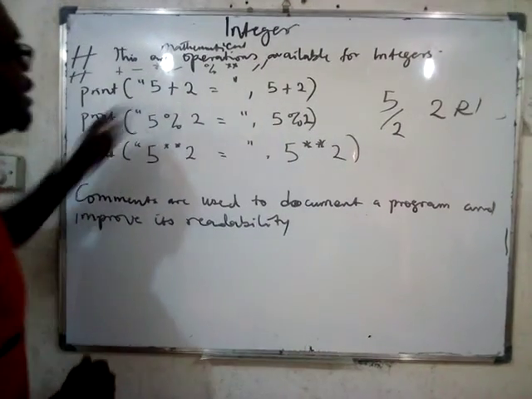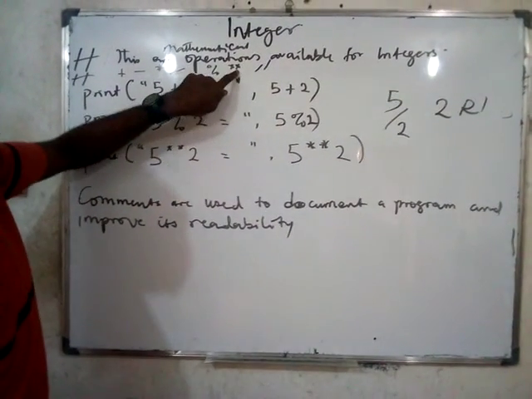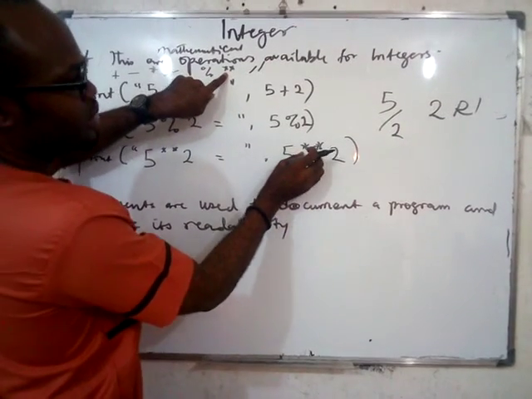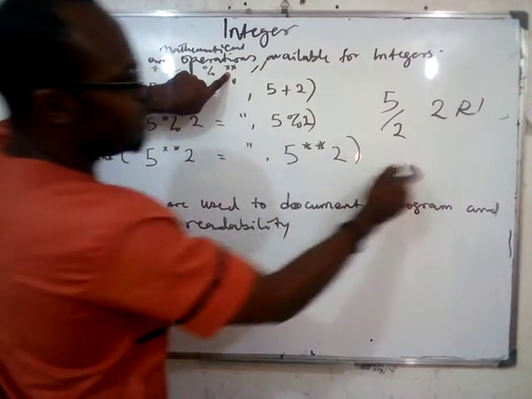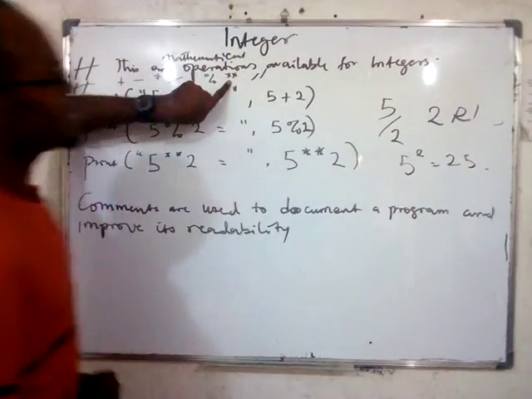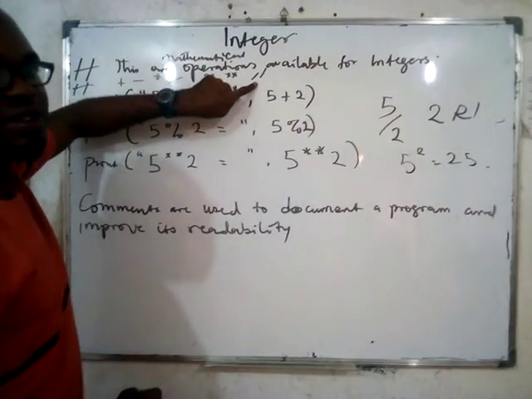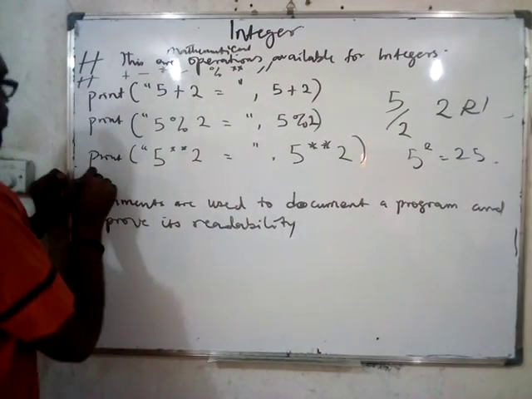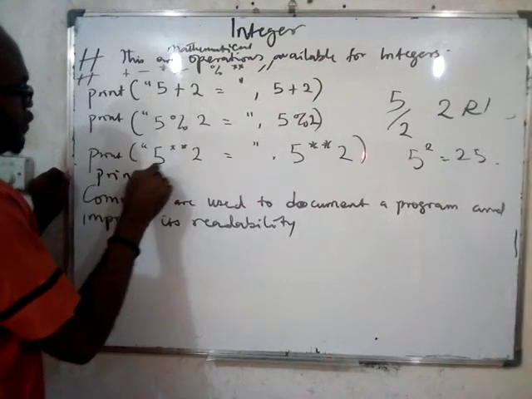Then this one is known as exponential. If you say 5 exponential 2, it simply means 5 to the power of 2, which is 25. Is that clear? This is floor division. Is that clear? So we are going to print all this to see what it will give us in Python.